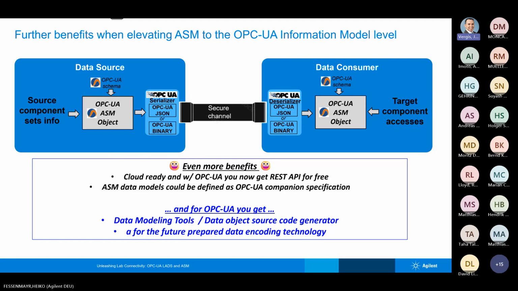Since today you have to take care of generating the JSON schema and the stuff behind it, you would get this for free, since there is a strong community; currently there are over 900 community members participating in the OPC Foundation. And you're ready for future technology. ASM today is completely based on JSON. If a few years from now you might change to something different, that's probably hard to do.